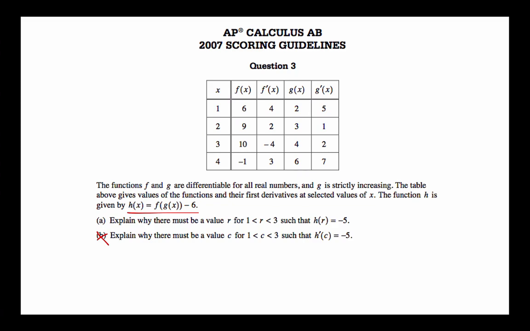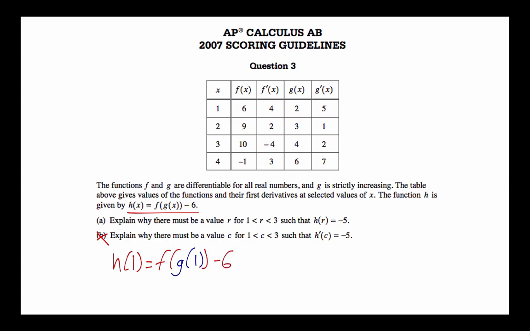So kind of the same thing we did in the last one. We're going to plug in the left and the right bounds. So let's plug in 1. So we're going to do f of g of 1. Now I'm going to switch colors here. f of g of 1, and then we got that minus 6.